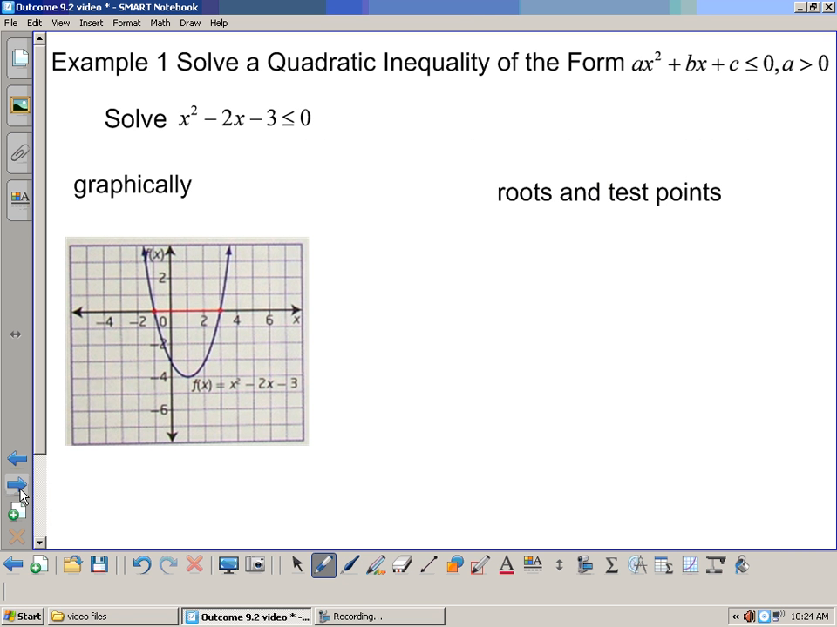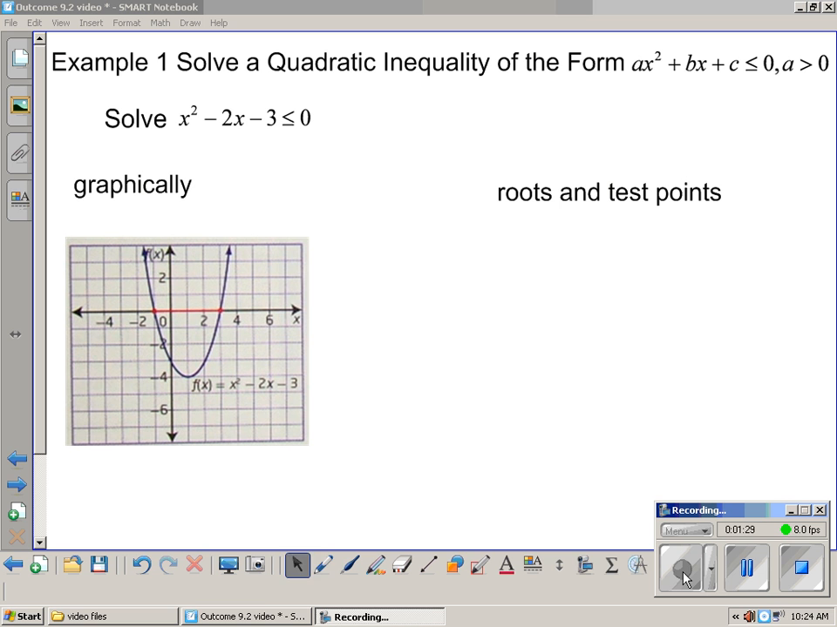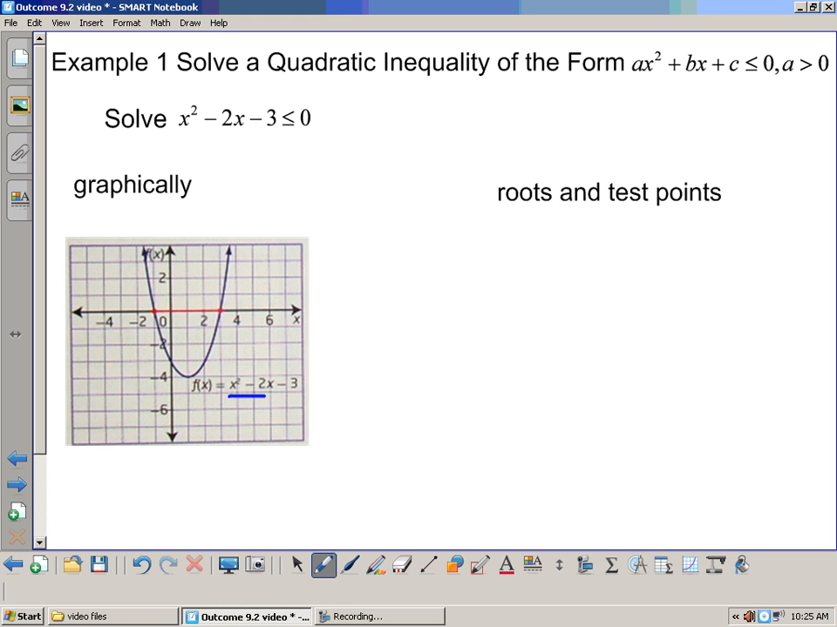To solve a quadratic inequality, and this one is where our inequality is less than or equal to 0, x squared minus 2x minus 3 has to be less than or equal to 0, we're going to solve it both graphically and using roots and test points. To solve a quadratic inequality graphically, we first graph the corresponding quadratic equation, x squared minus 2x minus 3. We can graph that using vertex form, table of values, technology, any of those forms we've already learned about this year.